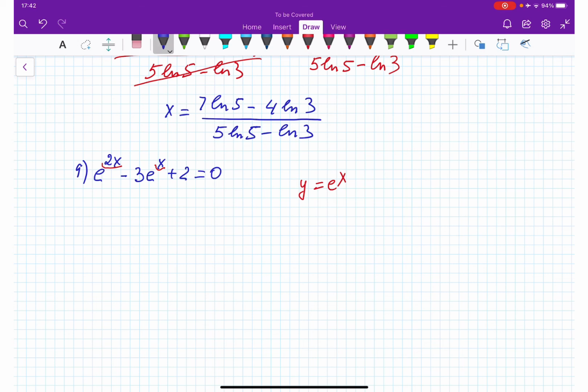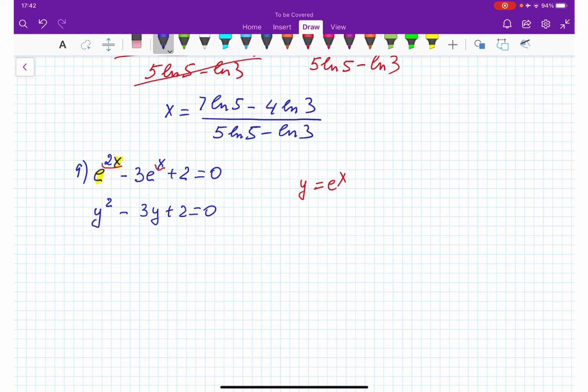Look, what do I get? This e to power x is going to be my y, right? So I'm getting y to power 2. If e to power x is y, then I'm getting y to power 2 minus 3y plus 2 is equal to 0. So nicely I switched to a quadratic equation.